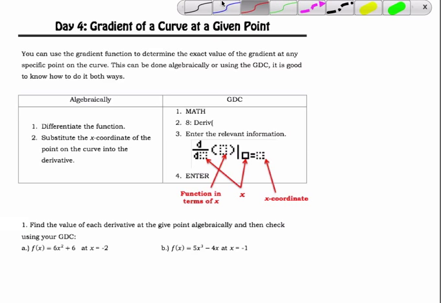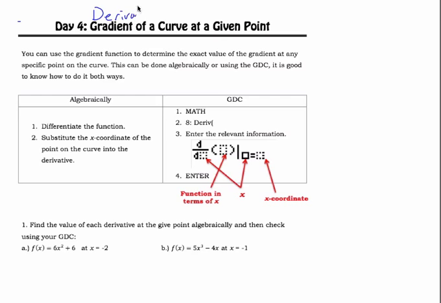Okay, so the gradient of a curve at a given point is actually the derivative of the function at that point. It's the same as the derivative of the function at the given point. Okay, so we're going to be doing that. We can do it by hand, and we're also going to be doing it with the calculator. So let me just show by hand first.